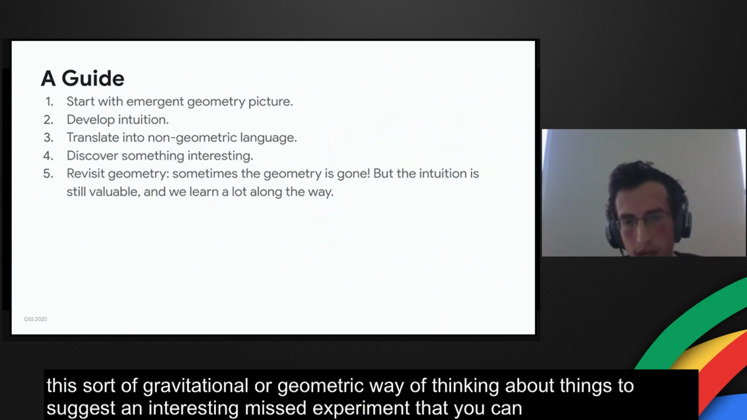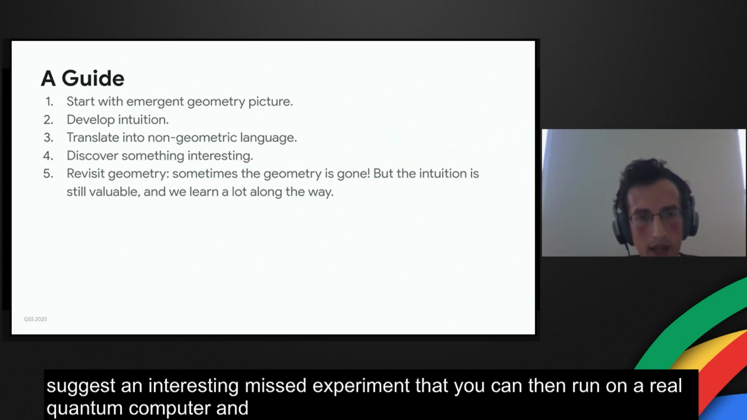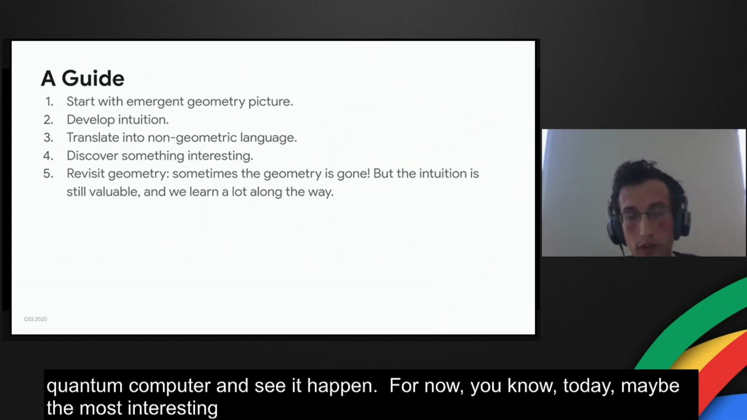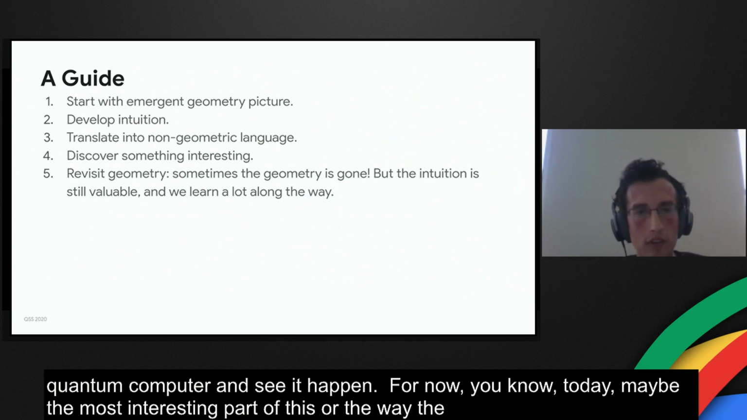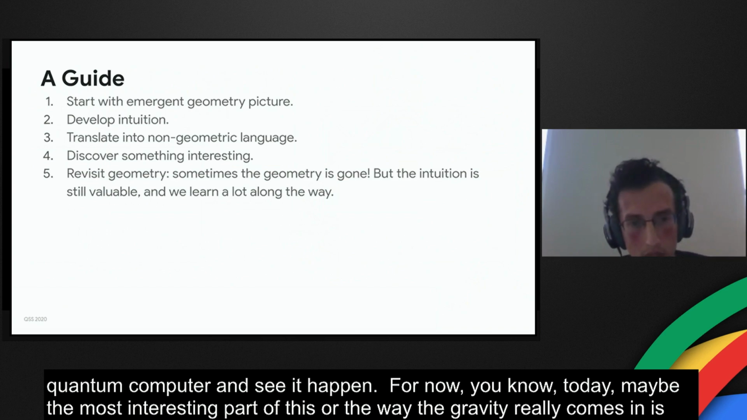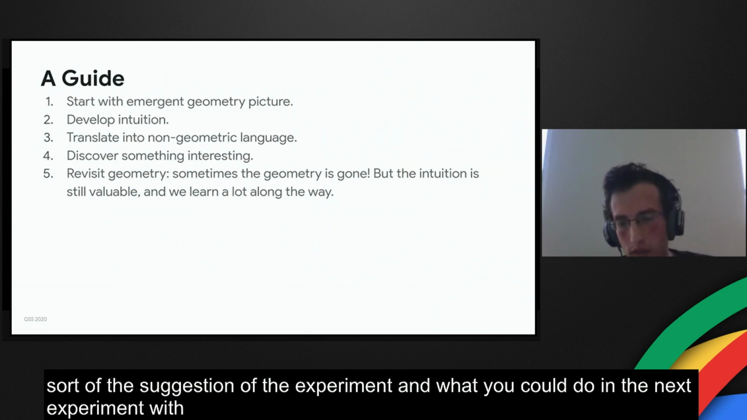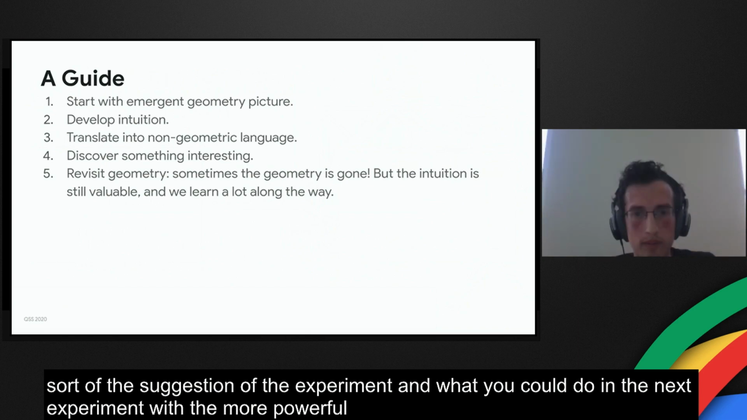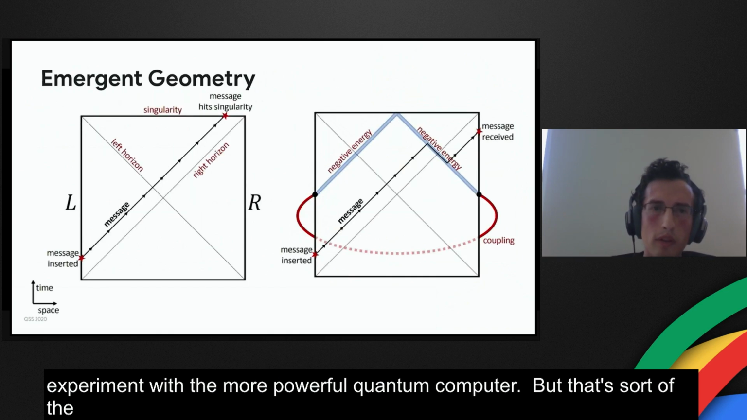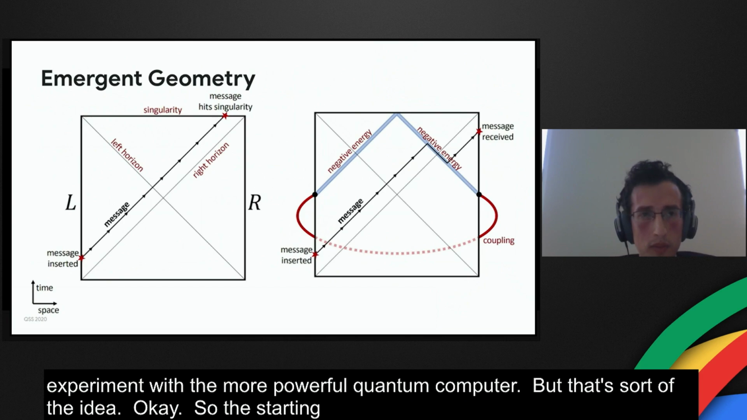And for now, today, maybe the most interesting part of this, or where the gravity really comes in, is in the suggestion of the experiment and the suggestion of what you could do in the next experiment with the more powerful quantum computer. But that's the idea. Okay, so the starting point for me, and any kind of quantum gravitational person, is this picture of emergent geometry.